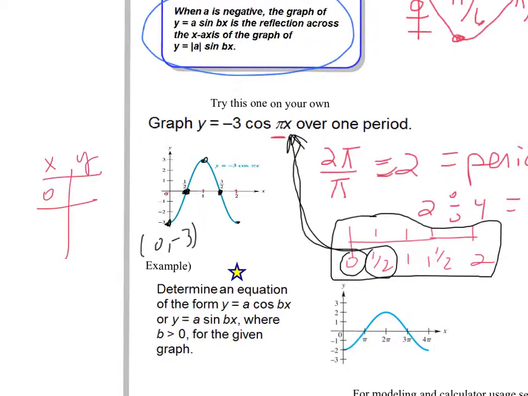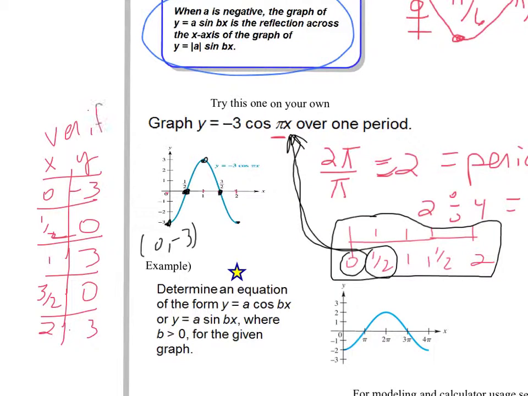You'll just use 0, a half, 1, 1 1/2, which is 3 halves, and 2, right? And you know at 0, you're going to get out -3. At a half, it'll be 0. At 1, it'll be 3. At 3 halves, it'll be 0. And 2 will be back down to -3. So you can verify that. Okay? And let's see the next one that we have.